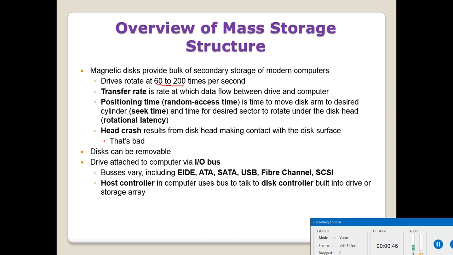Transfer rate: some of the important terms related to the magnetic disk. Transfer rate is the rate at which data flows between the drive and the computer. For the positioning time, we have two times: seek time and rotational latency. Random access time is the time taken by the disk to move the disk arm to the desired cylinder. Random access time consists of seek time and rotational latency, so it is calculated as the sum of seek time and rotational latency.